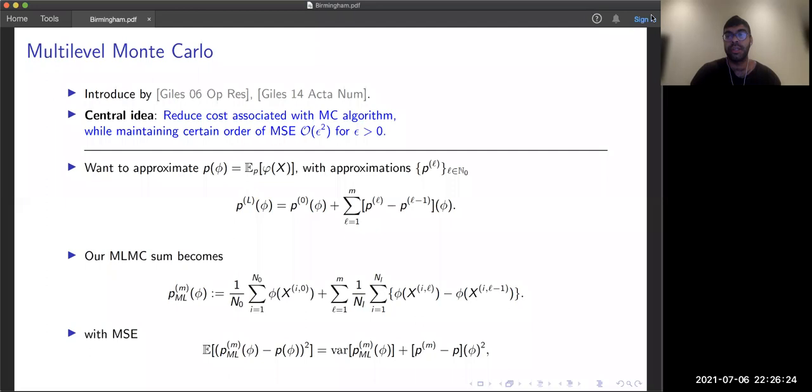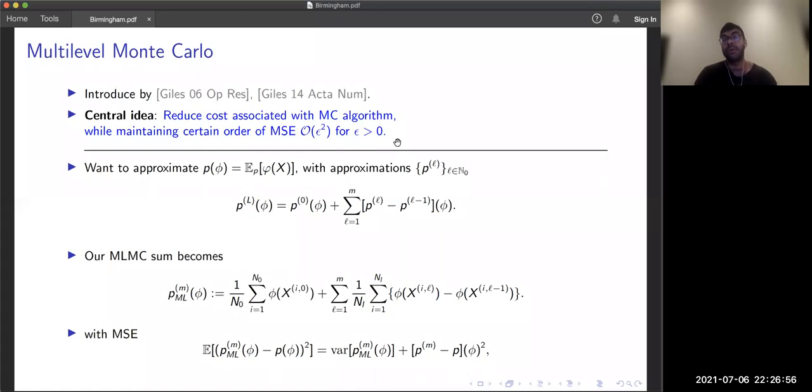So the first thing that we need is multi-level Monte Carlo. And multi-level Monte Carlo has been a very popular and very powerful applied mathematical methodology, which was first proposed by Heinrich and Giles in the early-mid 2000s. And I won't go over the full details of what multi-level Monte Carlo is concerned with, but just to give you a one-slide introduction, the central idea behind it is to reduce the cost associated with a Monte Carlo method while maintaining a certain order of mean square error.